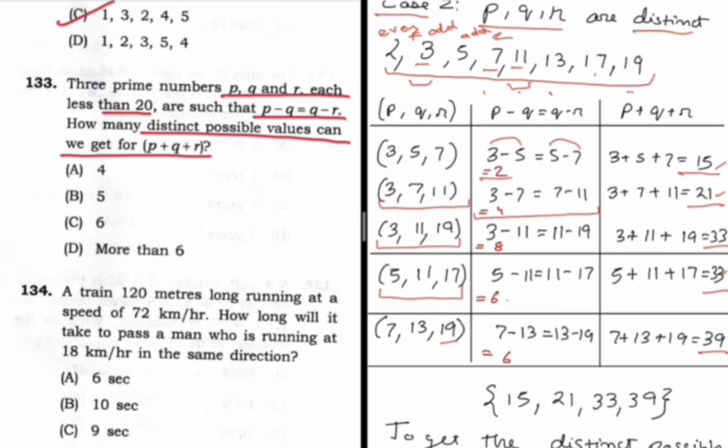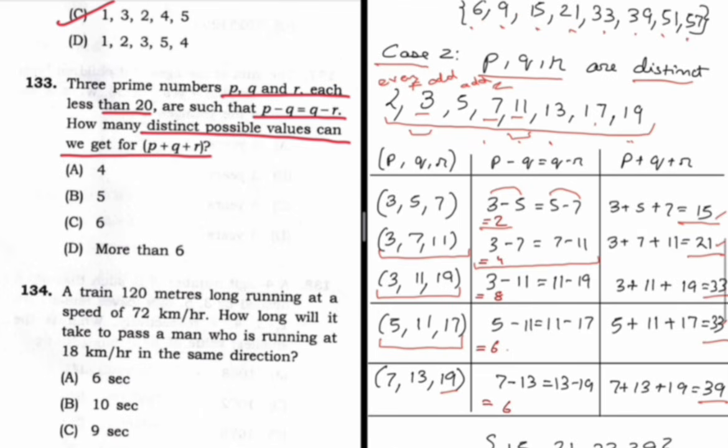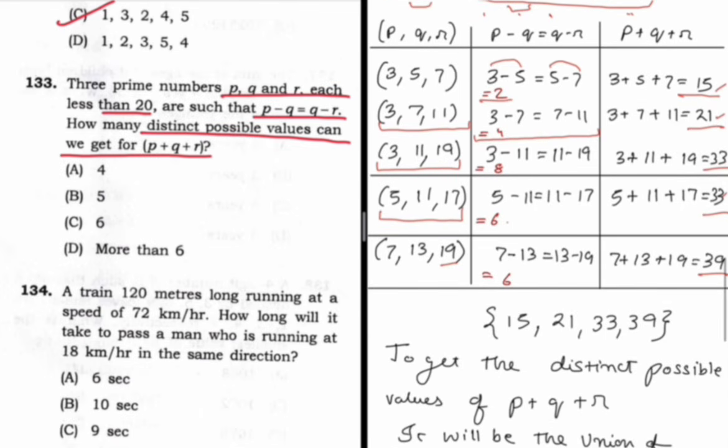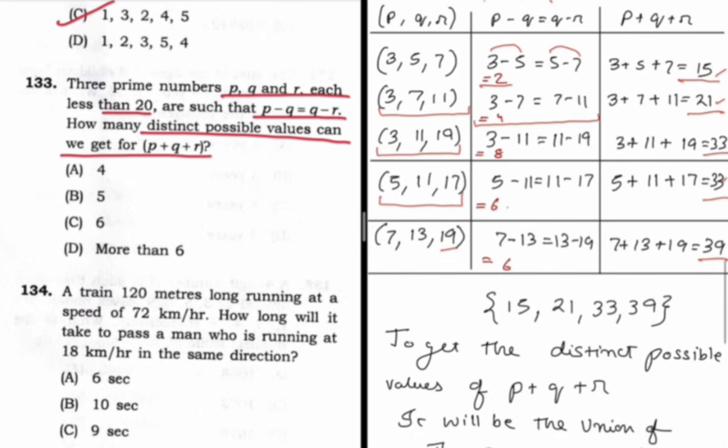So here we listed out the set for this condition. We have 15, we have 21, and since 33 is appearing twice, and we have mentioned it's distinct, we will list it only once. So 33 will be listed only one time, and then 39. So for the distinct possible values when P, Q, and R are not equal, we will have a set of 4 numbers.